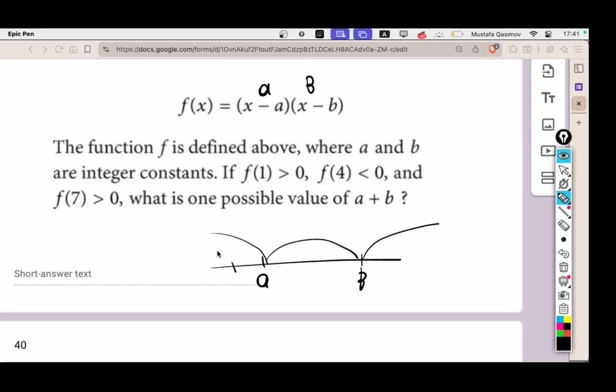Okay, let's look at this question. I am sending it to the group also.